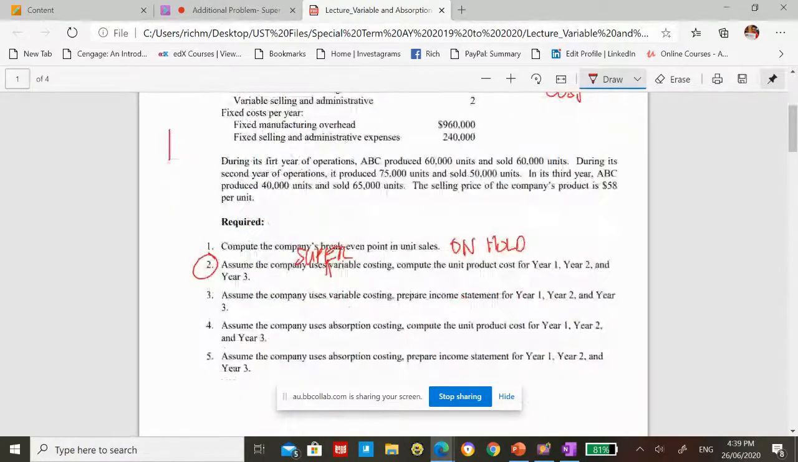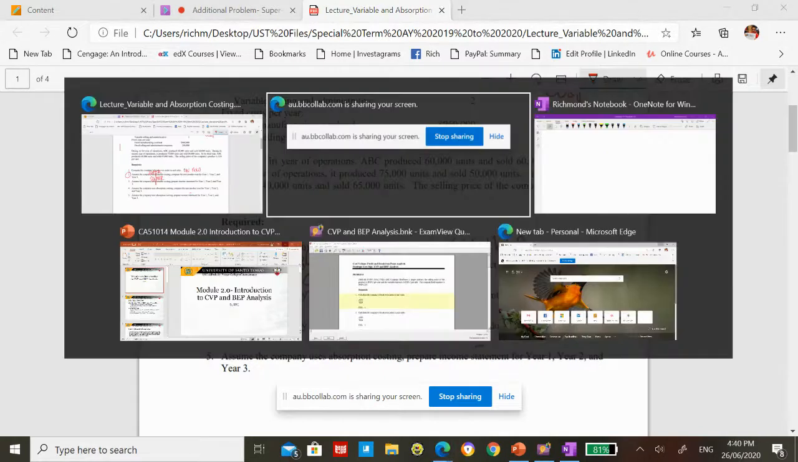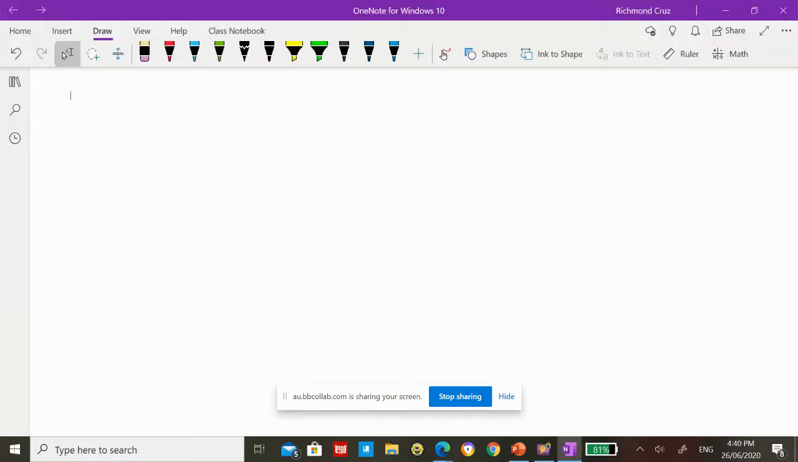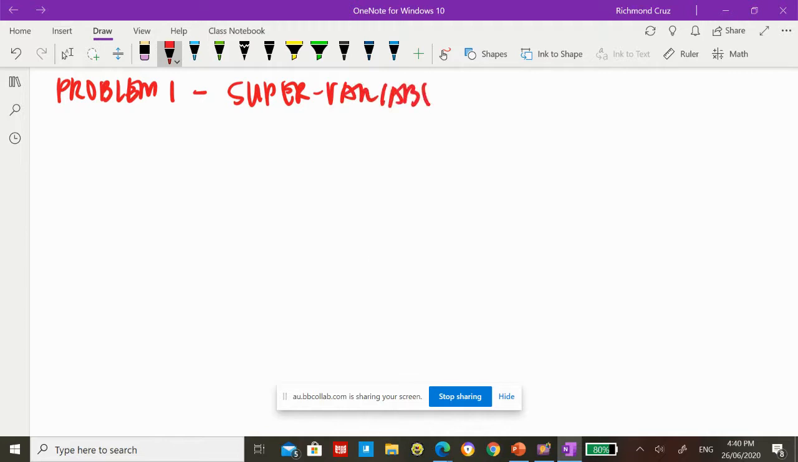And number three: assume the company uses super variable costing. Prepare an income statement for year one, year two, and year three. So I will transfer to OneNote for Windows, and we're going to answer problem one, but this is super variable costing or the throughput costing system.